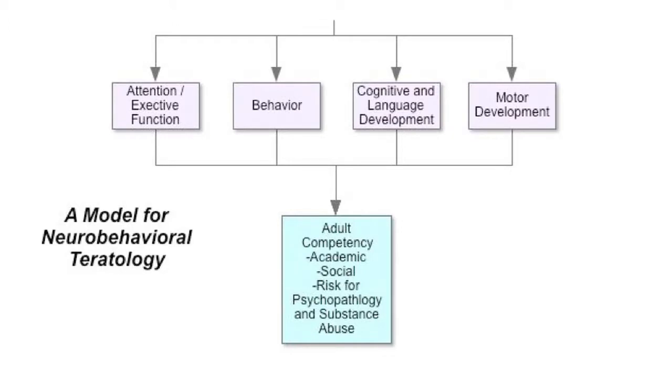And we measure competency for the growing young person and for adults in looking at academic success, social functioning, and assessing risk for psychopathology and substance abuse. So you can see this pathway serves as a model for neurobehavioral teratology. And that's the perspective we have to take when we discuss adolescence with prenatal alcohol exposure.